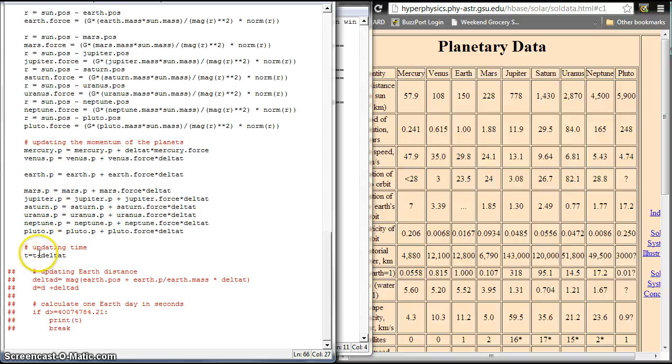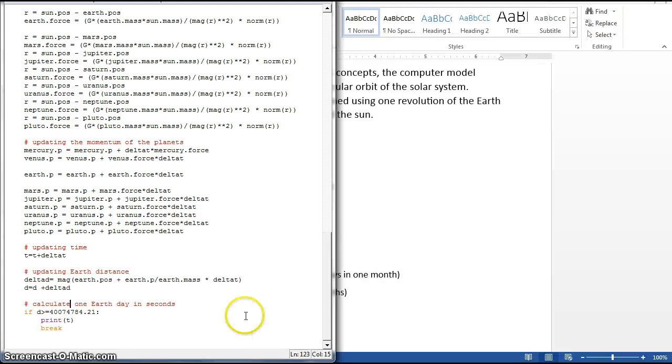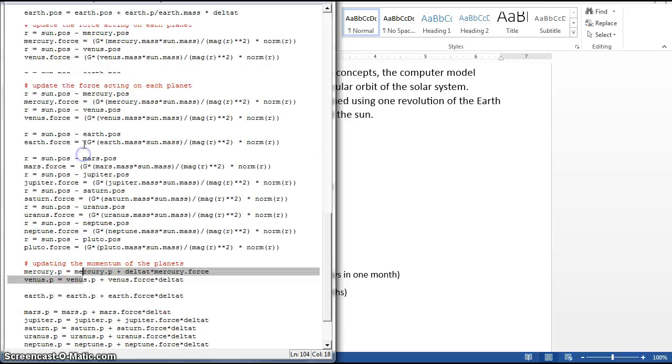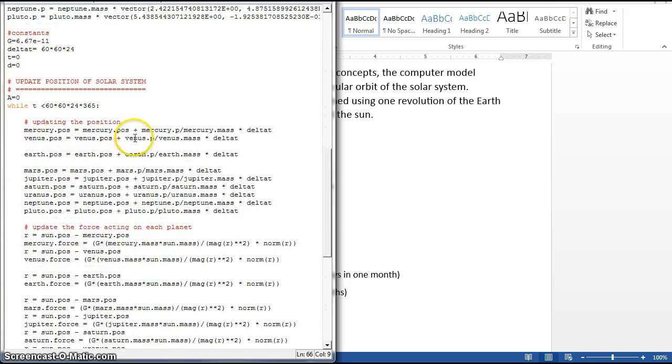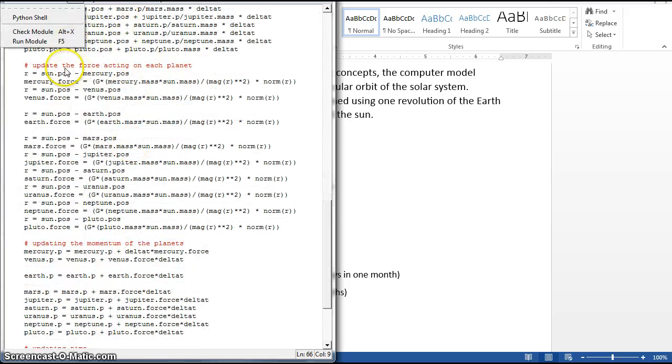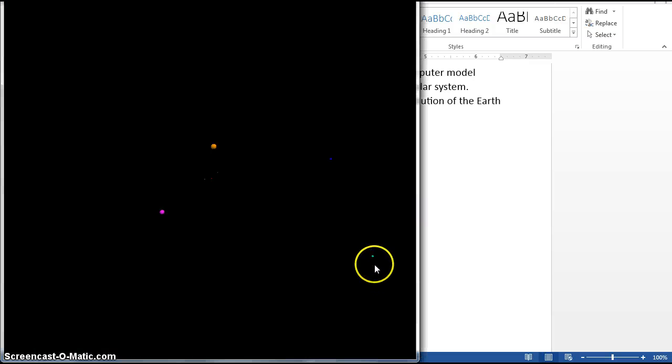Now for the attempt to calculate the length of 1 Earth day, I'm going to try to make it so that it only shows one revolution of Earth to find out how many seconds it takes.